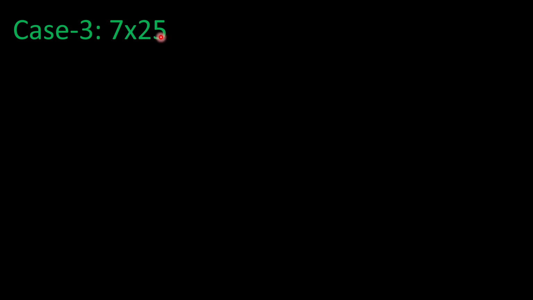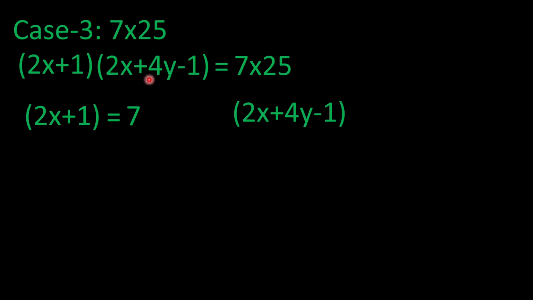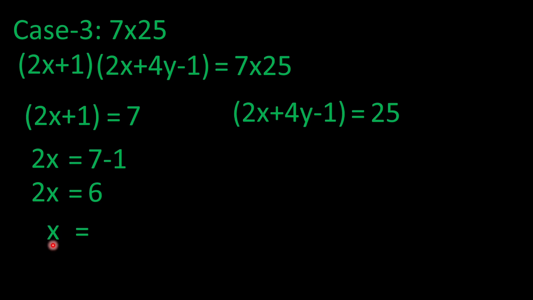7 times 25, and now our equation will become 7 times 25 this, and now we will compare this. 2x plus 1 equals 7, and similarly this value equals 25. So this will become 2x plus 1 equals 7, and similarly 2x plus 4y minus 1 equals 25. And 2x plus 1 equals 7 means that 2x equals 7 minus 1, and 2x equals 6, and x equals 3.